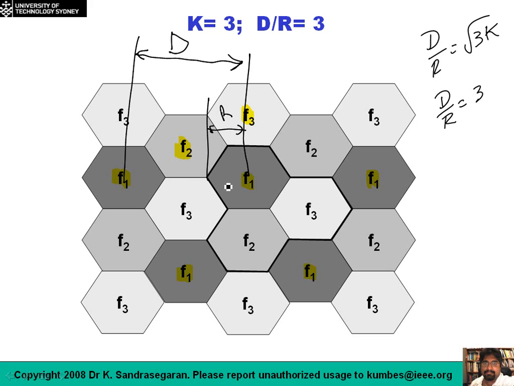And you can see that quite well, because if you look at that, there's one R there, another R here, and a third R here. So there are 3 R's, and the ratio of D to R in this particular case is 3. This is a simple frequency reuse.